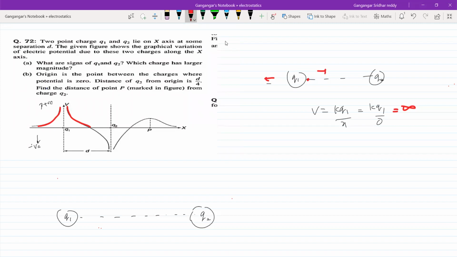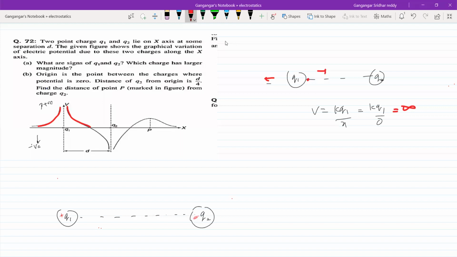Getting all of you? It's positive. Then Q2 must be negative, no? Because here potential is 0, and in between only the potential can be 0. So Q2 must be negative, because somewhere at this particular point you see it's negative.